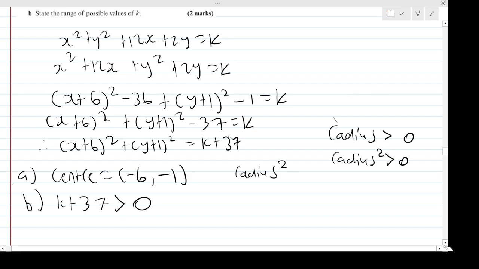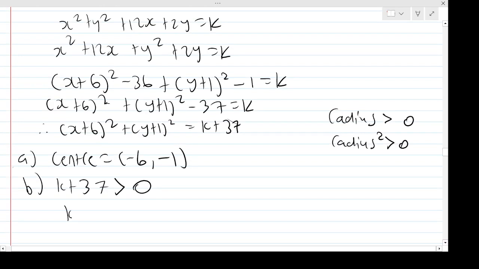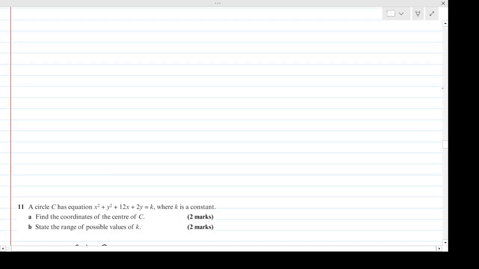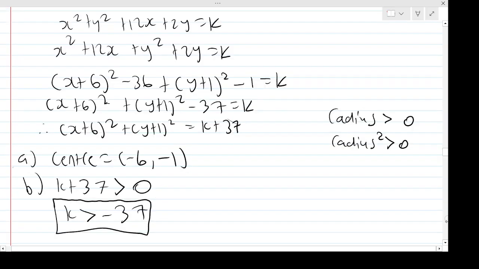Okay, so there we are. Hopefully that made sense, the idea that a length has to be above 0, has to be positive. Then we can solve this inequality: k has to be greater than minus 37. And there we are, that's our range. Cool. So if they do ask a question like that, and we'll see another question like that in a minute, and it says state the range, you need to consider the fact that r squared, whatever you get for r squared, has to be positive, and that's where you get your inequality from. Okay, there we are then.